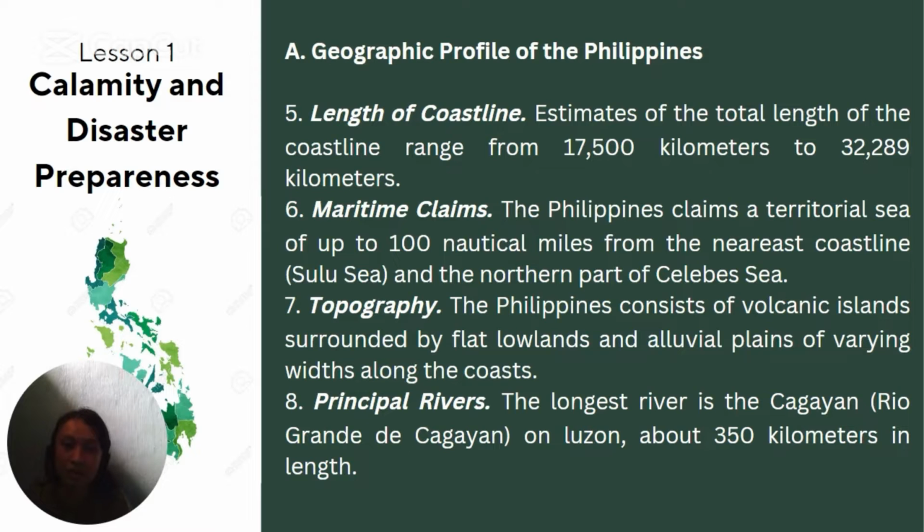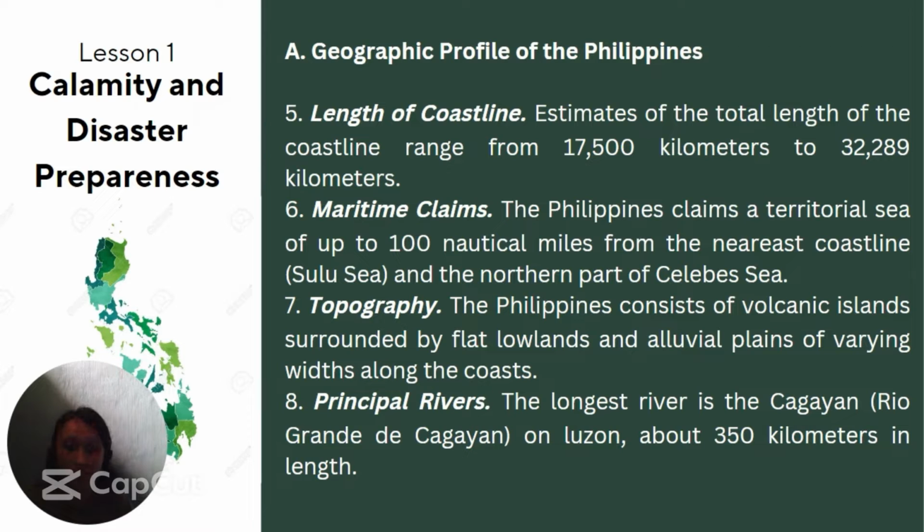Then number 5 is length of coastline. From the word coastline, another synonym is shoreline. The coastline means the land and water lying adjacent to a shoreline. Examples are the sea and the beach. The total estimate of the coastline ranges from 17,500 kilometers to 32,289 kilometers.